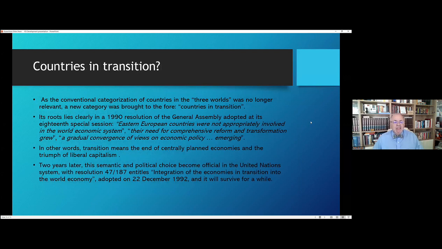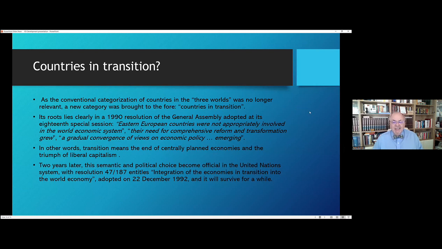Very briefly about countries in transition. On the theoretical level, it appeared that there were three worlds: the first world, the capitalist world; the second world, the socialist world; and the third world, the developing countries. With the end of the Cold War, this categorization lost importance. And for a while, we were faced with a notion of countries in transition.